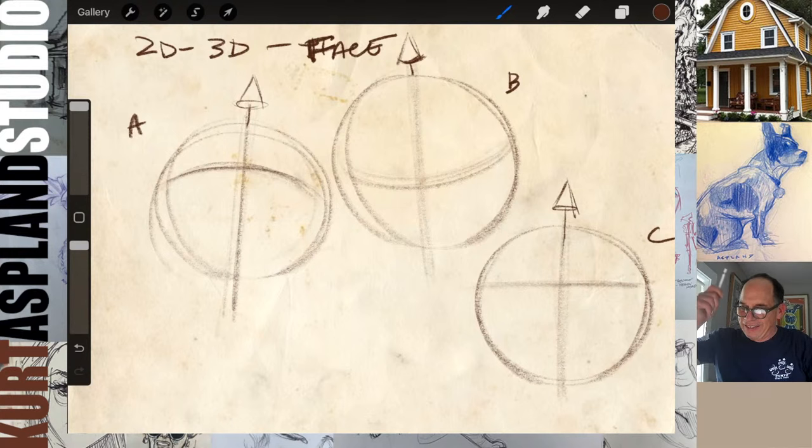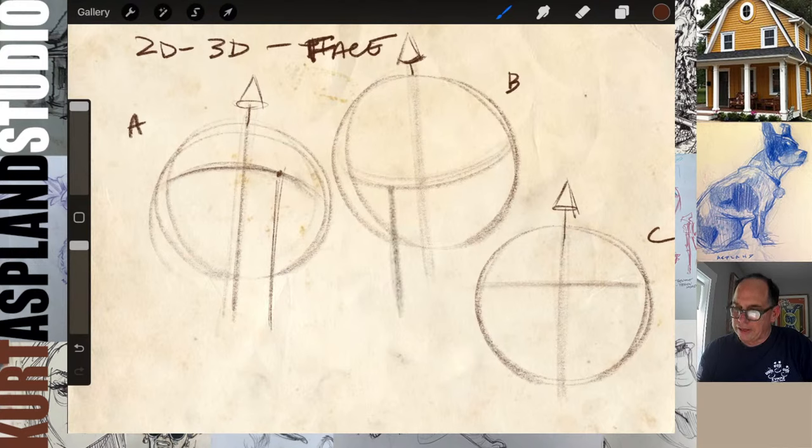Next thing. So that's our brow line. Let's get our face placement. Where is the center line? In A here, let's say the center line is right there. In B, let's say your center line is going to be right there. And then in C, our center line, this person is going to be looking straight at us there. So these are the three steps: 2D, 3D, and face placement.